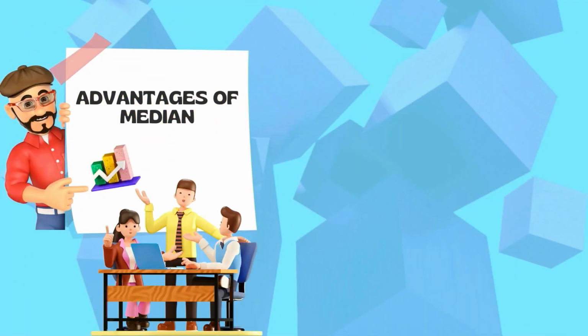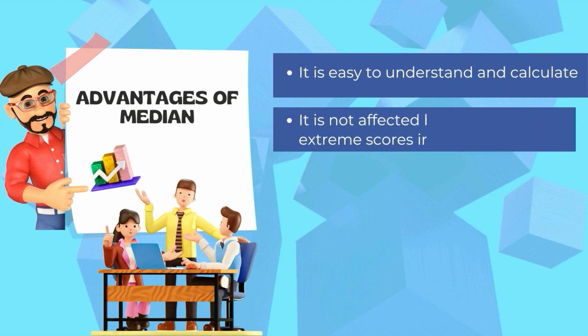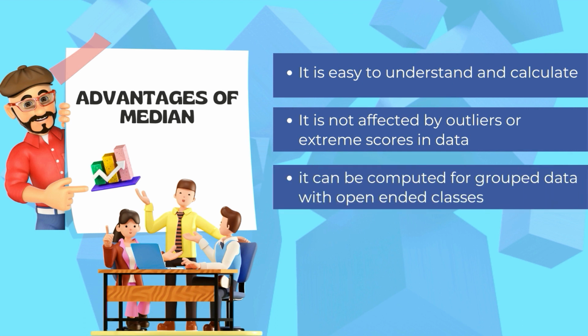So let me talk about the advantages of the median. It is easy to understand and calculate, similar to the mean. It is not affected by outliers or extreme scores, which can also be considered an advantage. It does not get affected by the extreme score, so this is also one of the advantages of the median. It can be computed for grouped data that is open-ended in classes. It is also a very good advantage of the median.